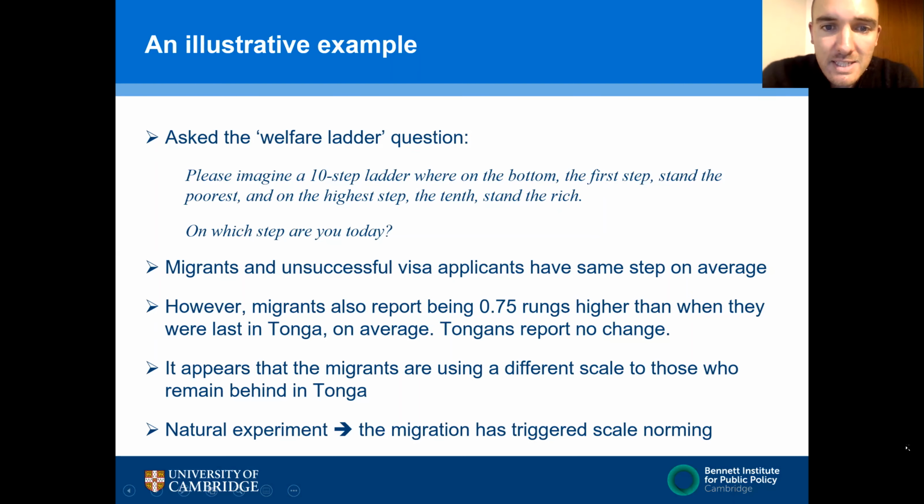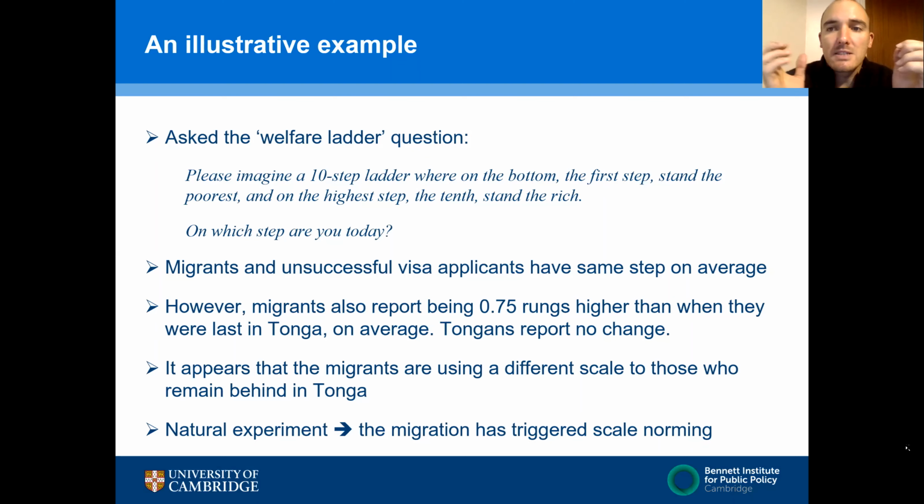The migrants and the unsuccessful visa applicants are on the same step on average. I can't remember exactly what it is, but it's either 7 out of 10 or 8 out of 10. However, the migrants also report being 0.75 rungs higher than when they were last in Tonga, on average. The people who stayed in Tonga report no change over time. They say they're exactly the same as they were before. So it appears that the migrants are using a different scale to those who remain behind in Tonga.